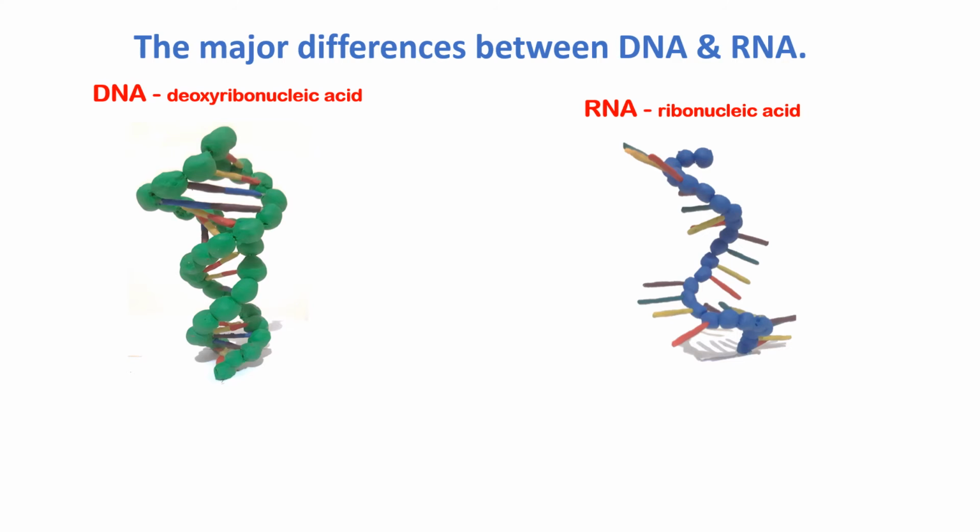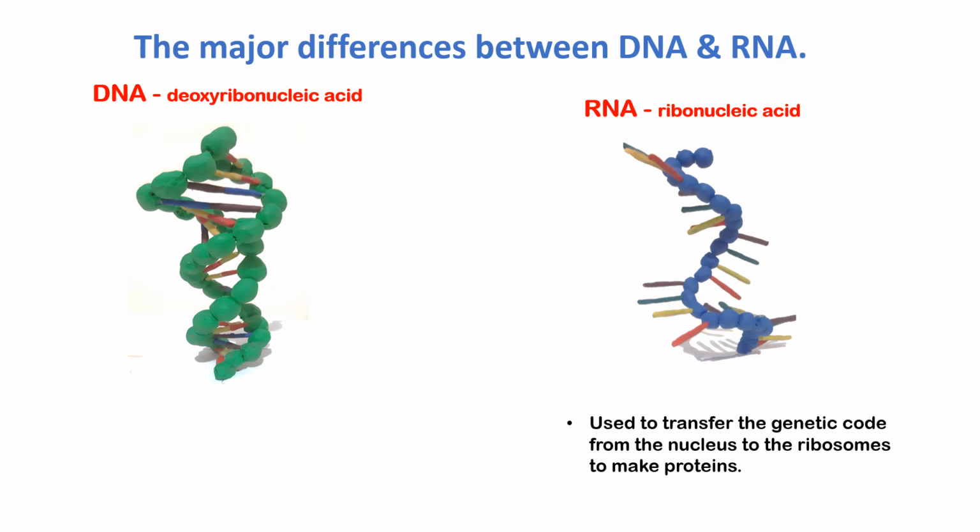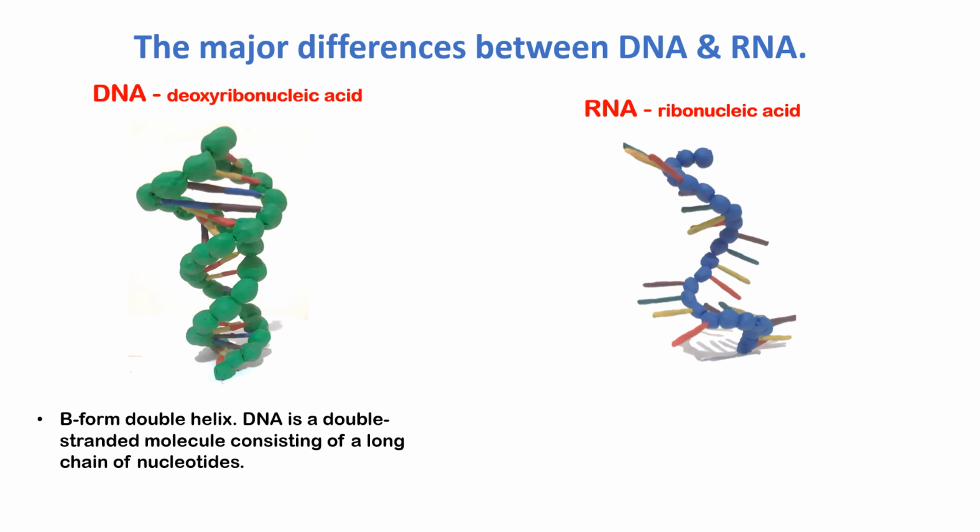The major differences between DNA and RNA. DNA contains the sugar deoxyribose, while RNA contains the sugar ribose. DNA allows for long-term storage and transmission of genetic information, while RNA is used to transfer the genetic code from the nucleus to the ribosomes to make proteins.